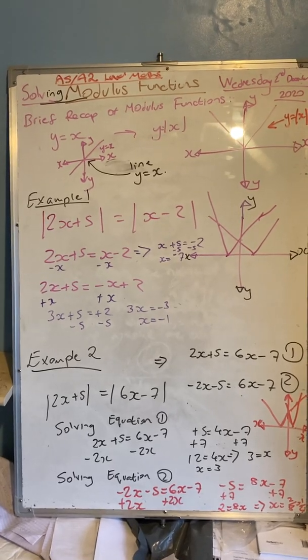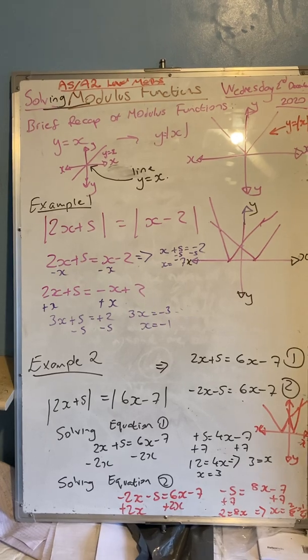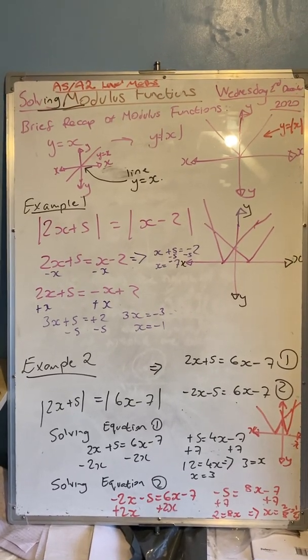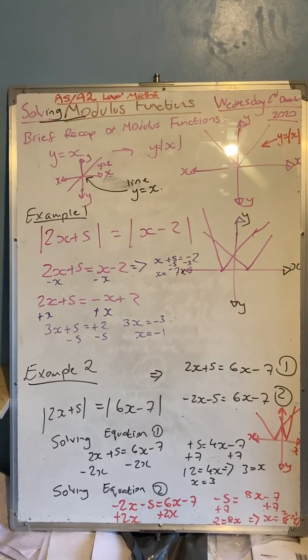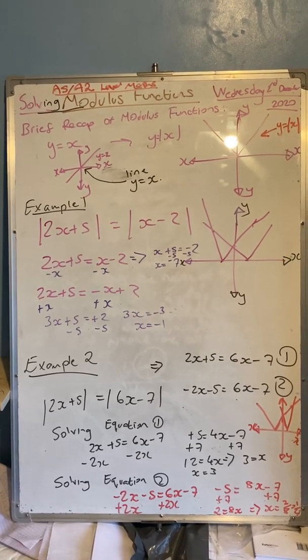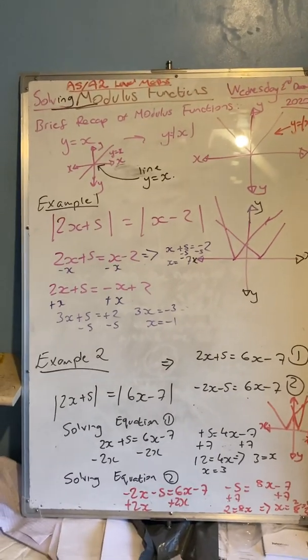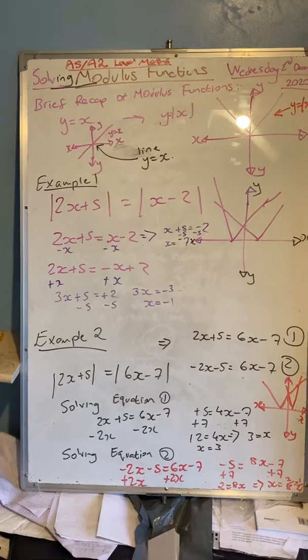Last video, which was yesterday's video, we were looking at how to plot modulus functions. The word modulus means the positive amount of that number or function. For example, the modulus of -3 is going to be 3. The modulus of -2 is going to be 2. So the modulus just means the positive amount of a function.